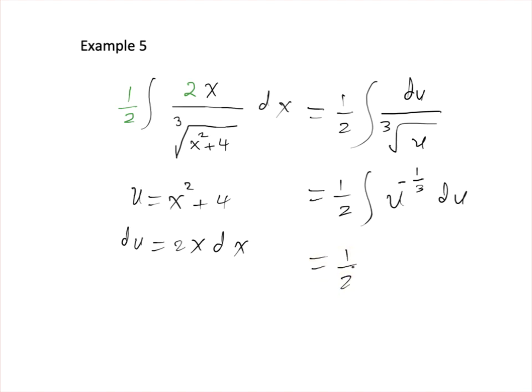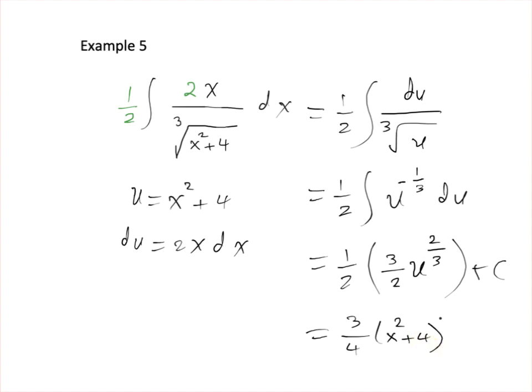So that's 1/2. The antiderivative of u to the minus 1/3 is to add 1 to the exponent, and that gives me u to the 2/3, and then I have to multiply by 3/2, so divide by 2/3, and then plus c at the end. So the final answer is 3/4 u, which is x squared plus 4, raised to the power 2/3, plus c.